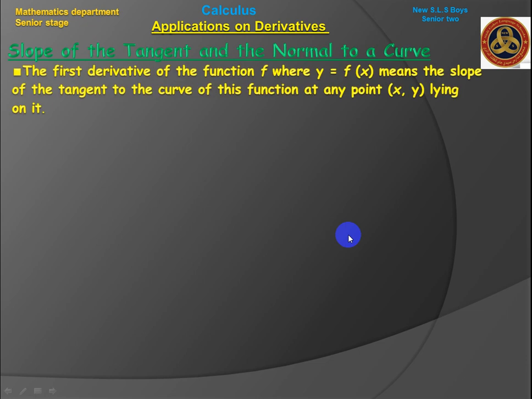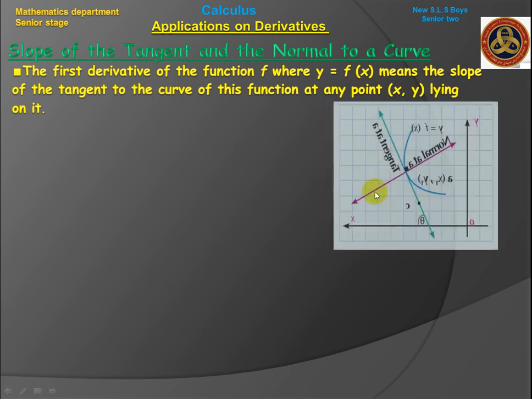And in this lesson, the slope of the tangent is the first derivative we talked about in the previous lesson. So if you have a function y equals f of x, the slope of the tangent to this curve at any point (x, y) lying on it is dy by dx.